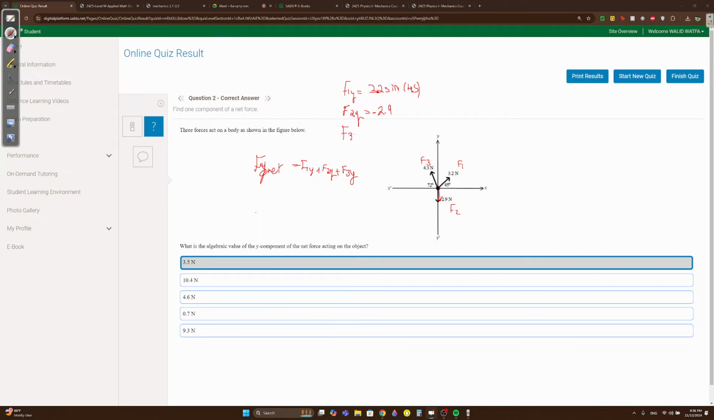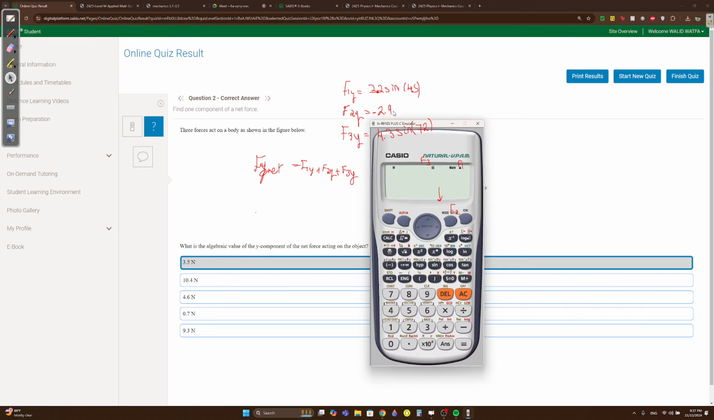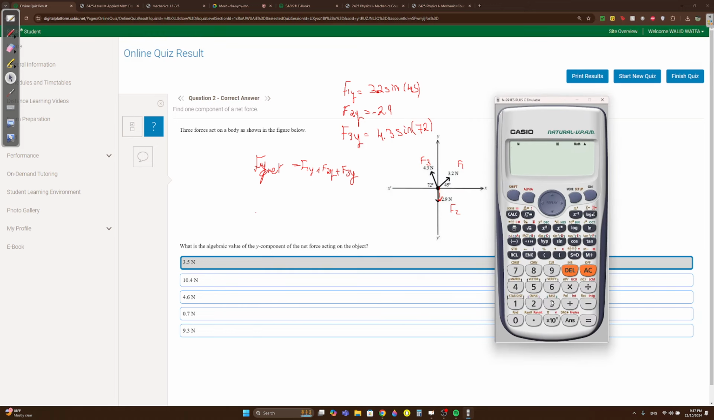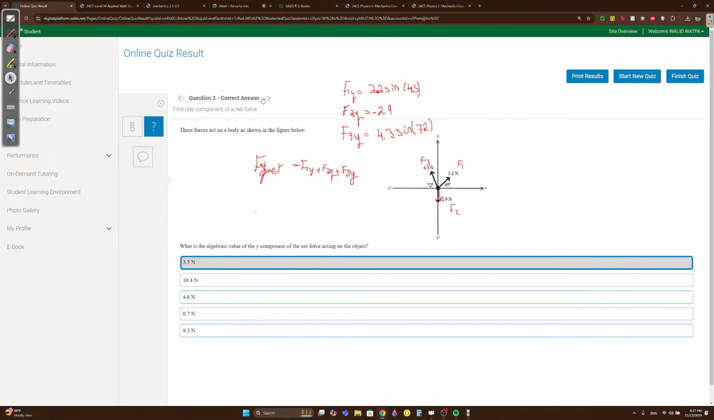It's going directly down. F3y is going up, so it stays positive: 4.3 sine 72. Now you take these and add them all up. 3.2 sine 45 minus 2.9 plus 4.3 sine 72, and you get 3.5 Newton.